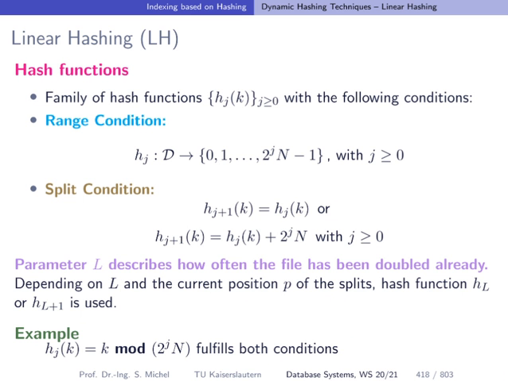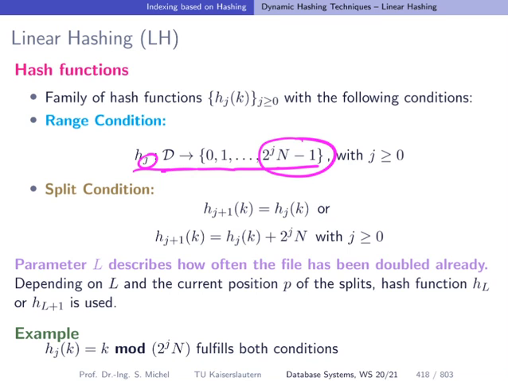So there are two conditions that hash functions have to fulfill. First is that the range of these hash functions, depending on the parameter j, which I was using i for, okay, doesn't matter, fulfills the property that they are doubling the range on which they map the elements. Right? Before that we had mapping to 0, 1 or 0, 1, 2, 3, and so on. So 0 to 2 to the j times n minus 1.